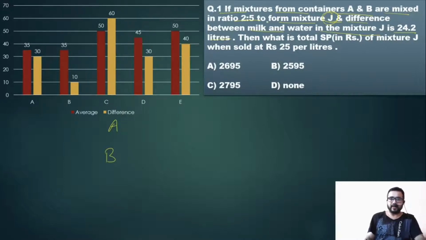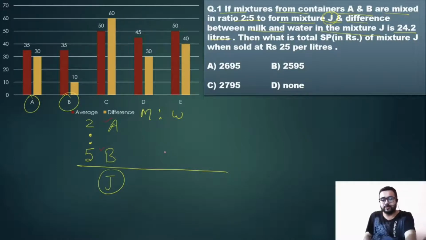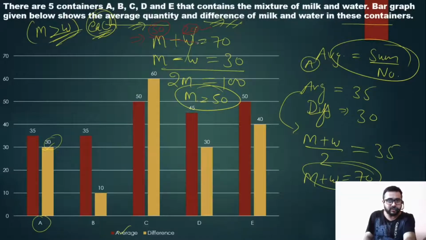Okay, now some data is given here. So what has he given? He has given that your A and B are mixing. You are mixing these two mixtures in 2:5. So you are getting this J. Now in J you have to find the milk and water. First of all, you have to find the milk and water in this A, and then you have to find milk and water in this B. So we have already calculated for this A.